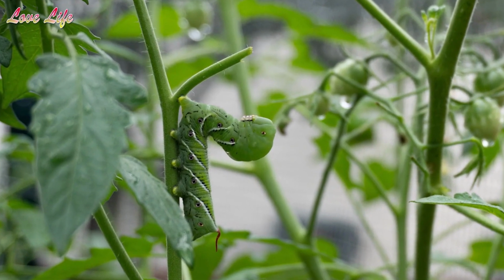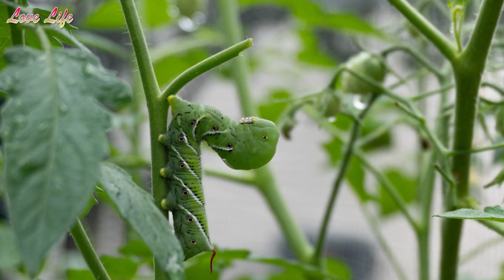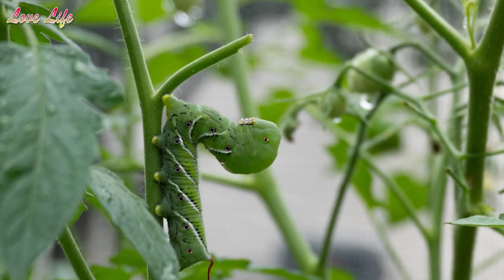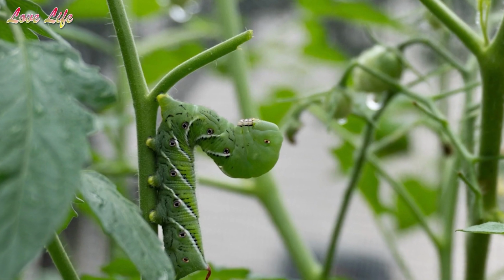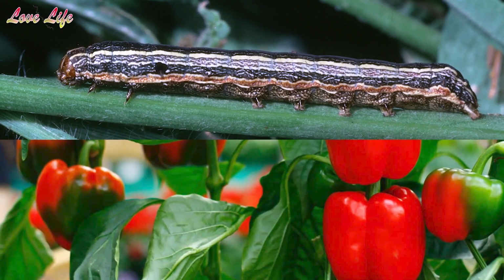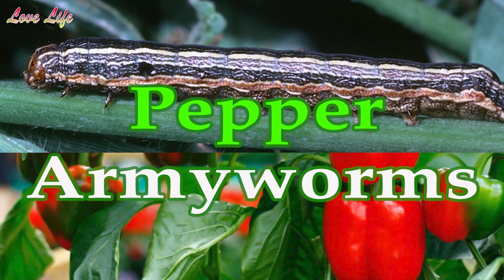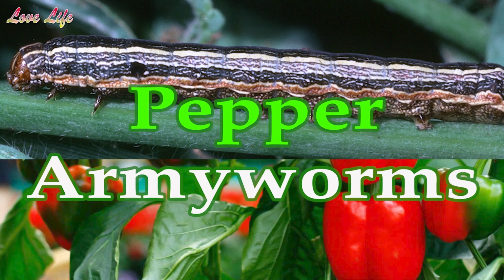Hornworms can make for some cringeworthy garden pests. However, with a few preventive measures and by taking quick action when they do appear, you can help minimize the damage. Armyworms. Armyworms are very common, serious pepper plant pests. They come in different types.